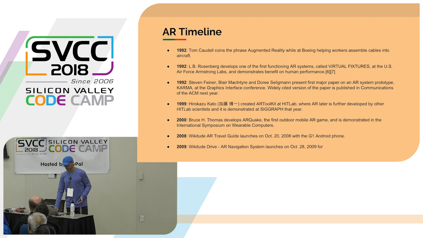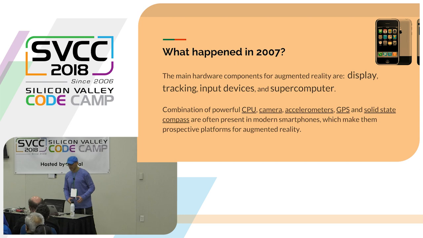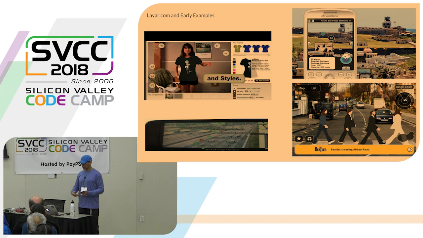In fact, augmented reality started out in 1992. And people were building all sorts of different augmented reality systems. And then in 2007, it absolutely exploded. And the reason it exploded is because every single one of us started walking around with an augmented reality device in our hands. We had the CPU, the camera, the accelerometer, the GPS, the solid-state compass. We had everything we needed to start doing augmented reality, and we started seeing augmented reality show up everywhere. These were a couple of the very first augmented reality systems that we saw out there.